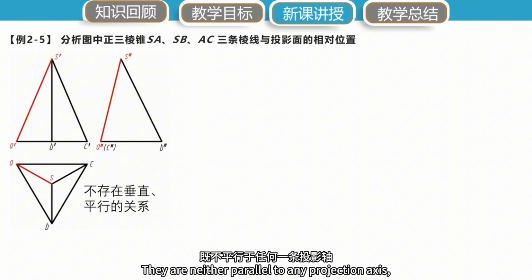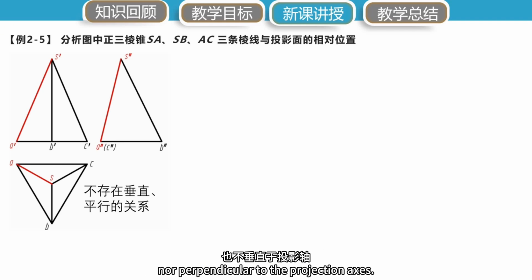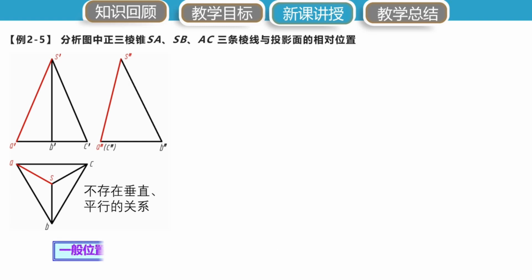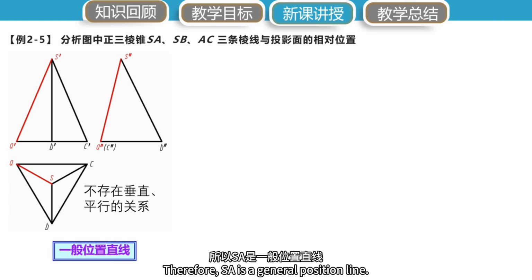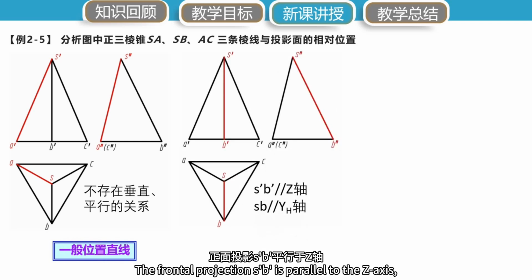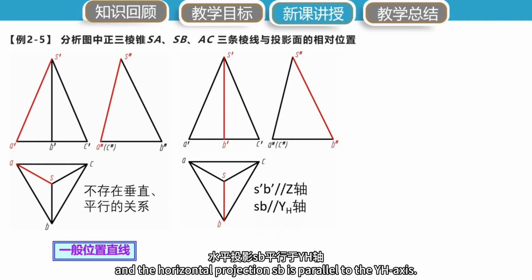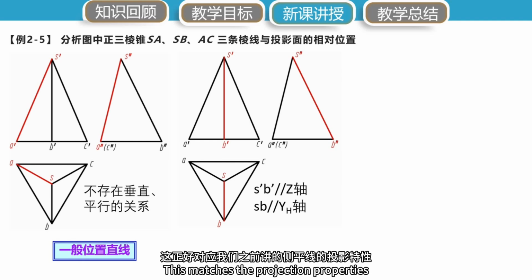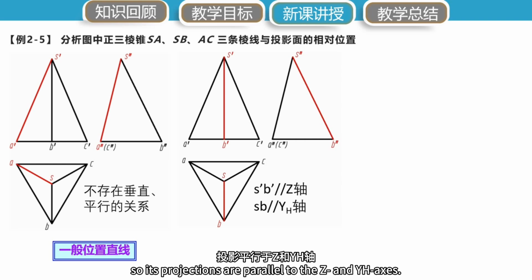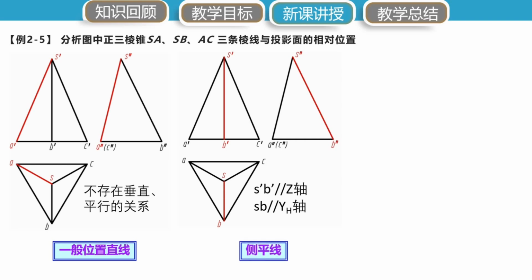They are neither parallel to any projection axis, nor perpendicular to the projection axes. This matches the characteristics of a general position line. Therefore, SA is a general position line. Next, consider edge SB. The frontal projection s'b' is parallel to the Z axis, and the horizontal projection sb is parallel to the YH axis. This matches the projection properties of a profile line we discussed earlier. It is parallel to the W plane, so its projections are parallel to the Z and YH axes. Therefore, SB is a profile line.